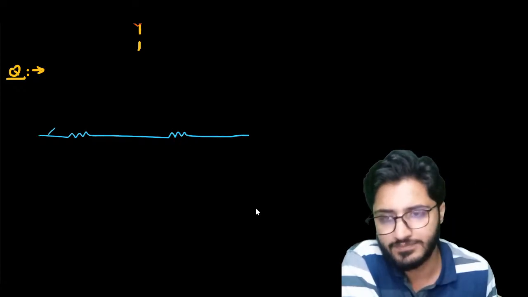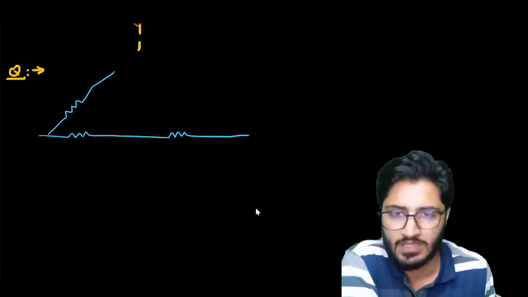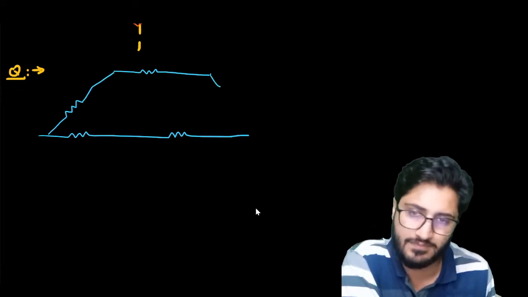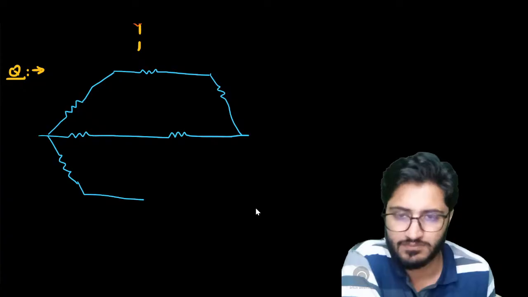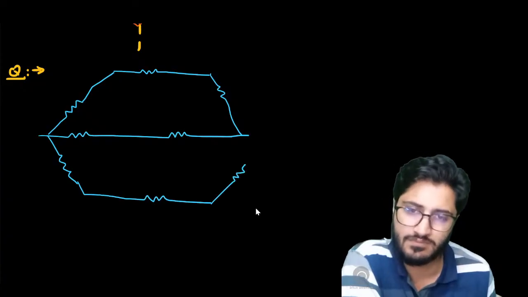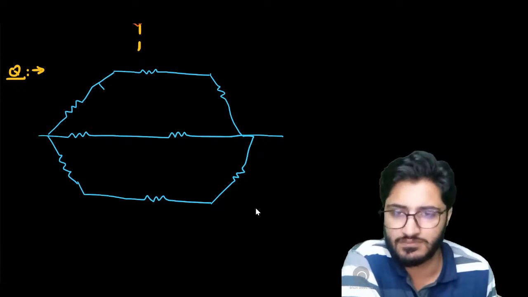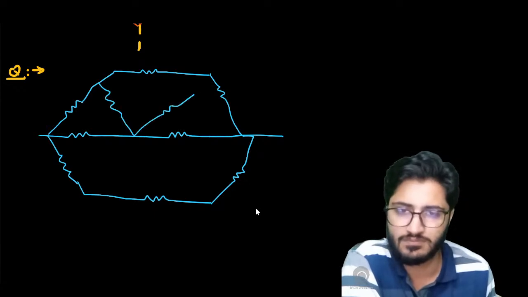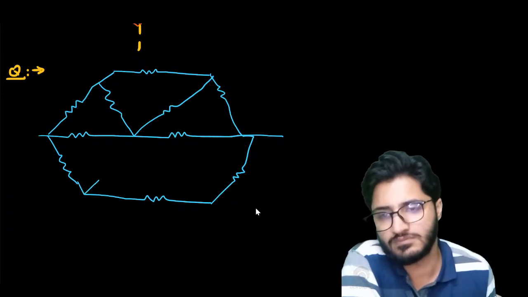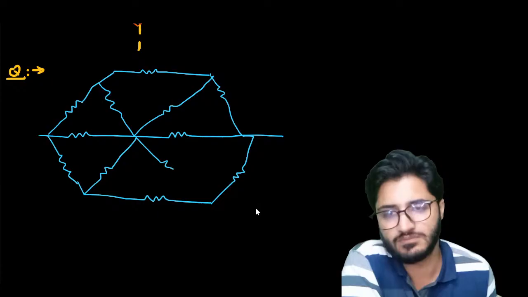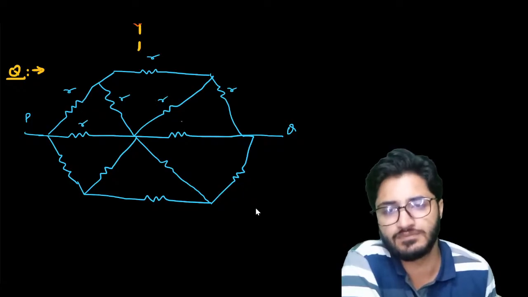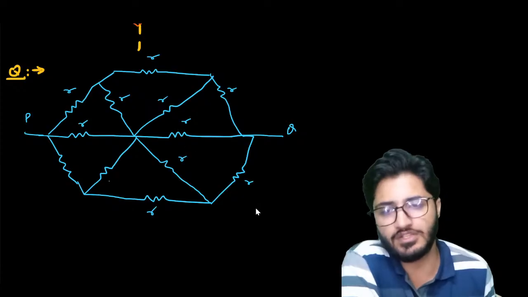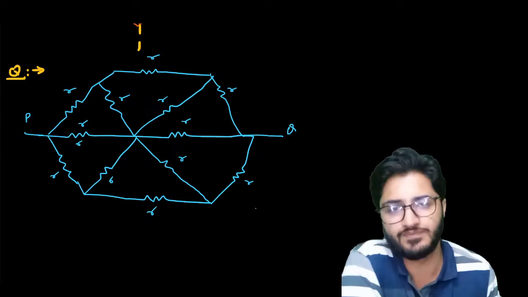It takes time, no? P, Q, and every resistor is R. This one is interesting. You will get something different here. This particular one.